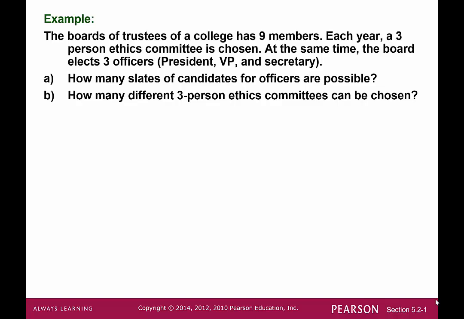Before we move on to chapter 5 on the probability distribution, let's quickly review the combination and permutation. Okay, so in this example, the board of trustees of a college has 9 members.